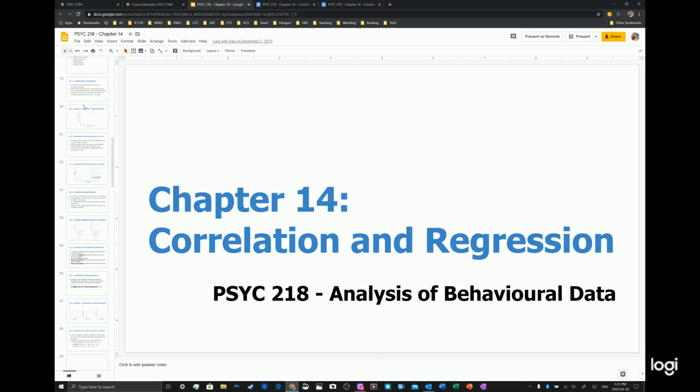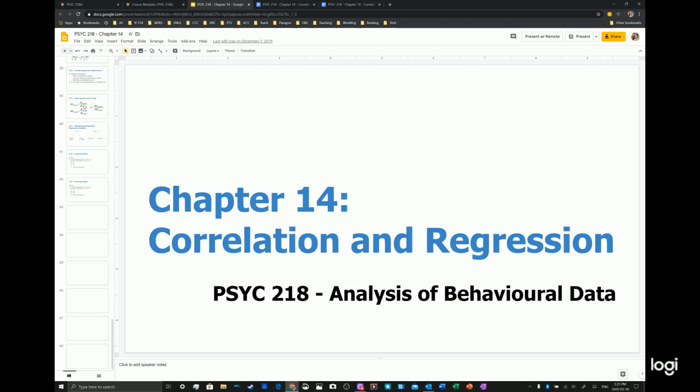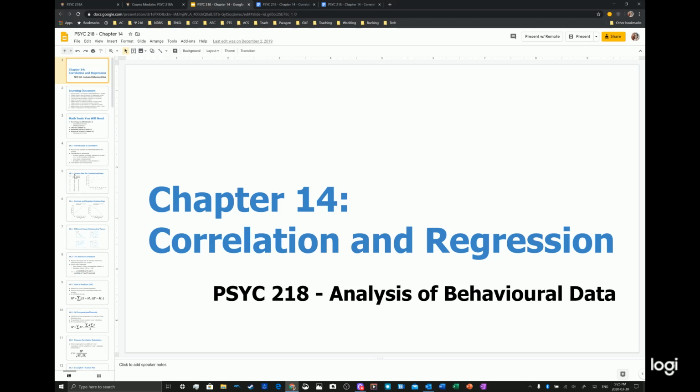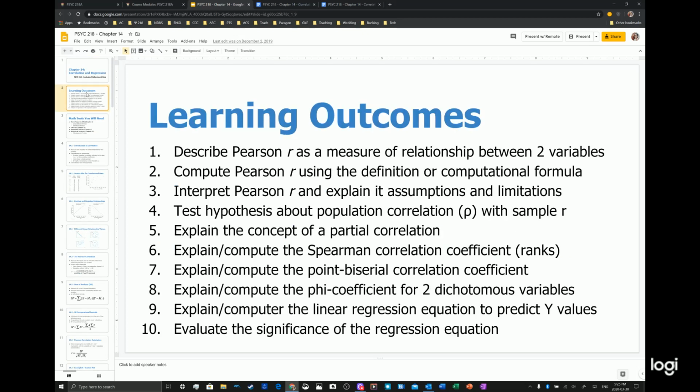is all the slides that you would see in the Google Slides PowerPoint. It has 68 slides in total, and when we go to our learning outcomes, there's quite a few things to cover this time. If you remember from Chapter 12, there's only like 5 learning outcomes. In Chapter 14, there are 10 learning outcomes.